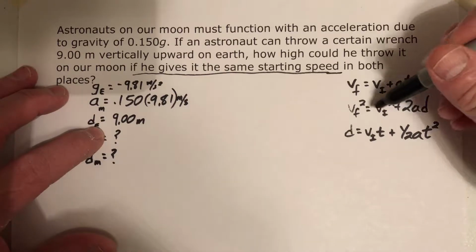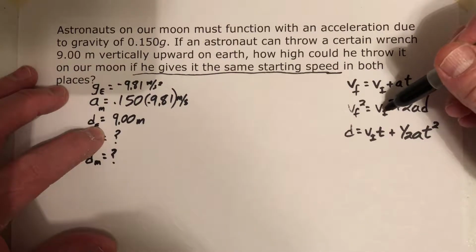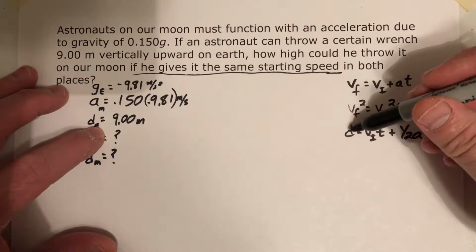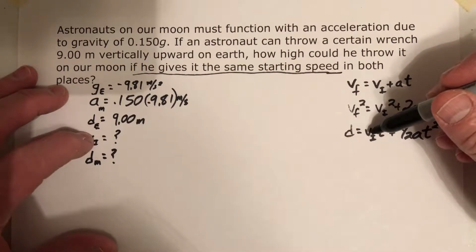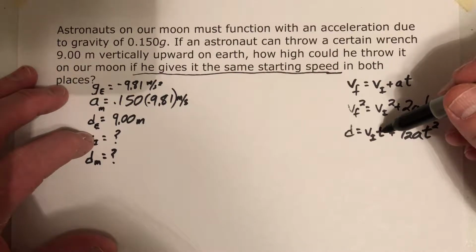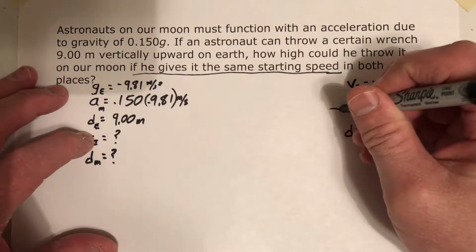But I can't use this one because I don't know this unknown, and I'm trying to find that one. So let's look down here. Displacement on the Earth, yes. Initial velocity on the Earth, that's what I'm trying to find. Time, I don't have time. So I'm going to use this one.